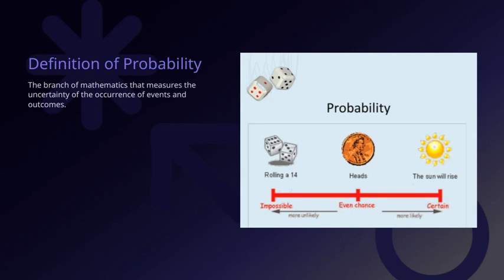Today, we're diving into a fascinating area of mathematics, one that helps us understand uncertainty. This branch specifically measures how likely or unlikely events are to happen, and that's what we call probability. When we talk about probability, we're essentially trying to quantify the chance that a specific outcome will occur. It's a way of putting a number on uncertainty, making it easier to analyze and make decisions based on what might happen next.